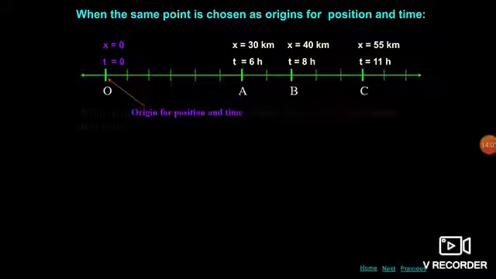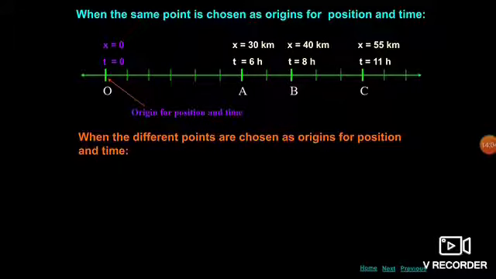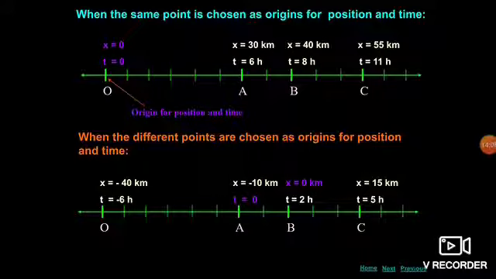Origin for position and time, where different points are chosen as origin for position and time. Now in this next one we have shown the origin with t equal to minus 6 hours and x equal to minus 40 km. At point A we have chosen t equal to 0 and x equal to minus 10. At B we have chosen t equal to 2 hours, x equal to 0. Again I am telling you, in this lower one we have chosen A as the reference point for time. That means t equal to 0 is at point A.